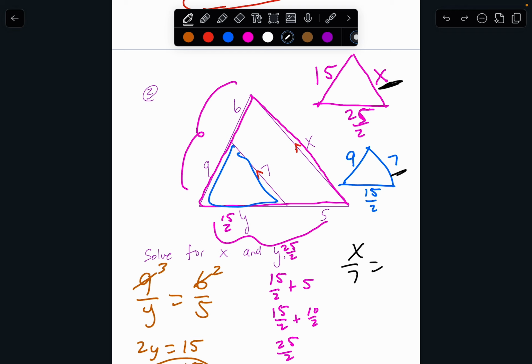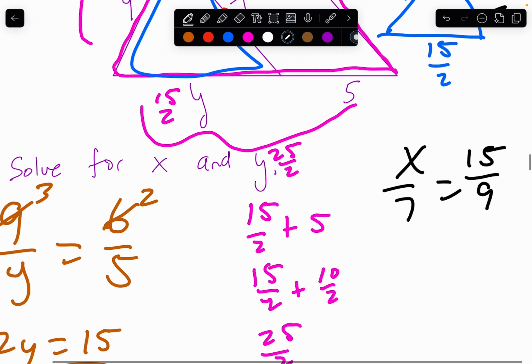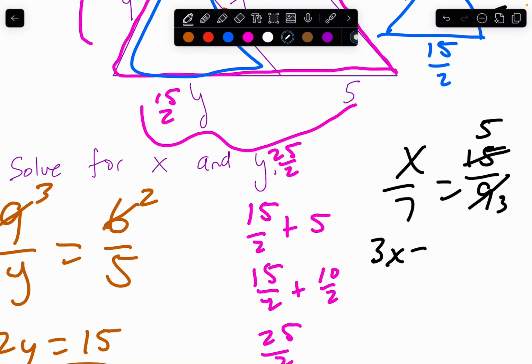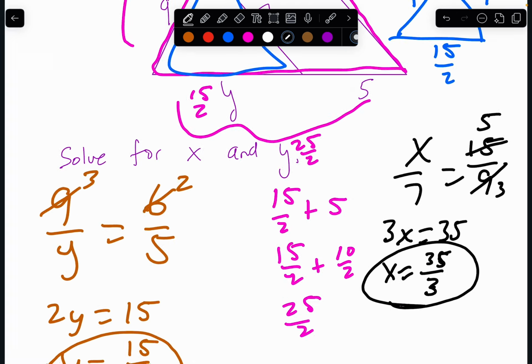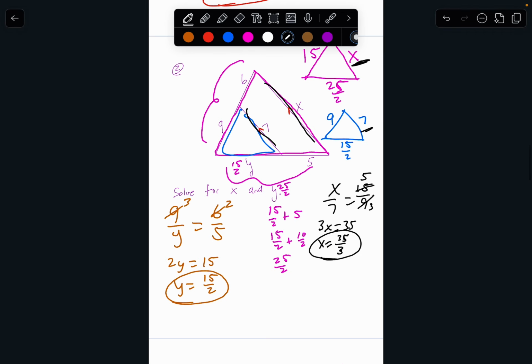So we did top over bottom, x over 7. We're going to do top over bottom, 15 over 9. That is the best way to do this. Reduce, divide by 3 would be 5. Divide by 3 would be 3. Cross multiply, 3x equals 35. So x equals 35 over 3. And we got it. But if you're using the actual parallel lines, you have to focus on the triangles. It's a different property that makes that true. All right.